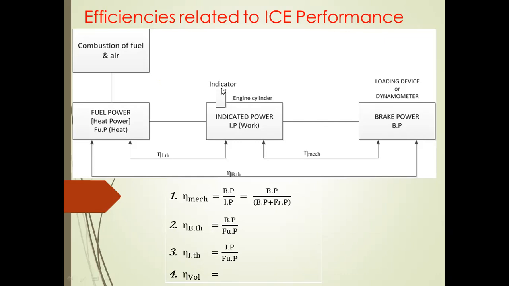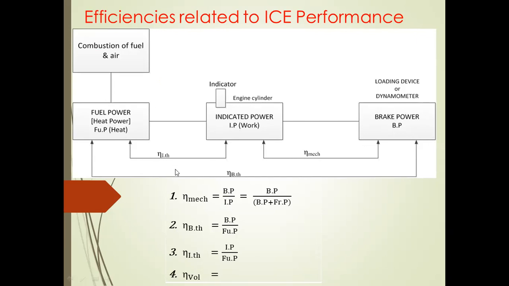With the help of the indicator diagram, we see how the air enters the combustion chamber and the strokes: the isentropic compression process, the constant heat supply process, then isentropic expansion, and then the heat rejection process. Based on that, the indicated power is the total power developed from the combustion of the fuel in the combustion chamber. Finally, there is the brake power.